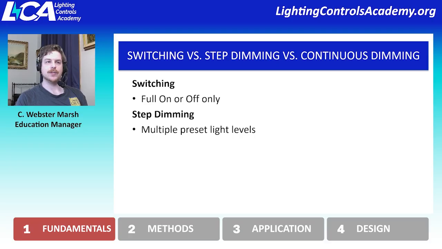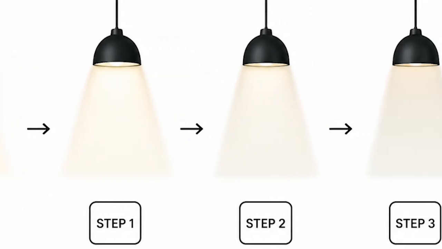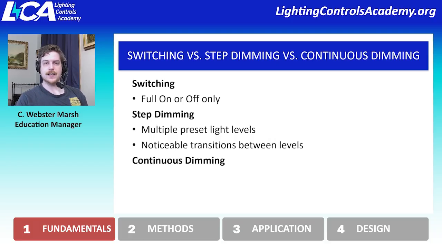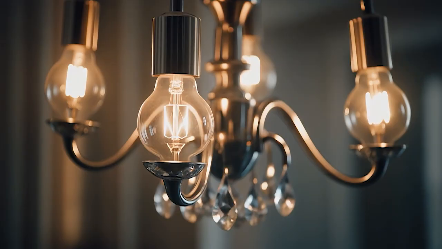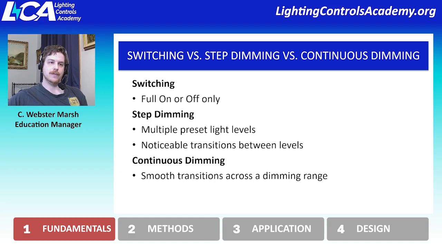Step dimming, on the other hand, we're talking about multiple preset light levels, which might be stepped to create different intensity values. So you might have an off, 50%, full, and you don't have anything in between those steps, but it is a noticeable transition between those levels. Whereas continuous dimming, this is when we're seeing smooth transitions across a dimming range. So instead of seeing that off, 50%, full, we might see a gradual shift from off to full or off to 50%, and it's not as noticeable a transition.